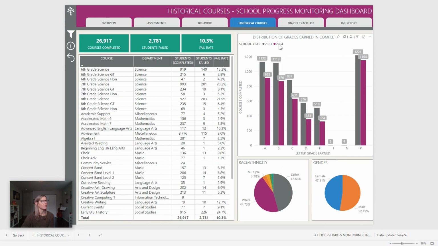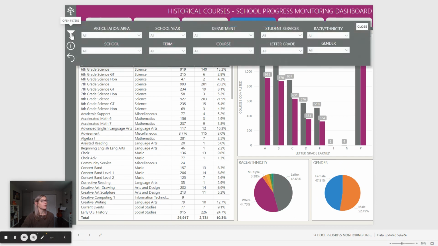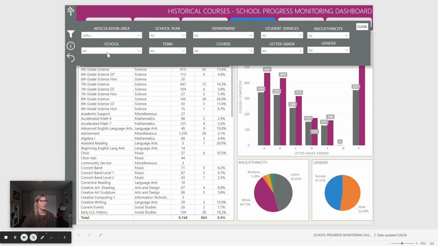be in there. We can open the filter panel and look at, we're in our particular articulation area for our pretend school here. We can select different school years this way. We can select the term. So maybe we want to see how first semester compares to second semester. Are there different fail rates across different semesters?